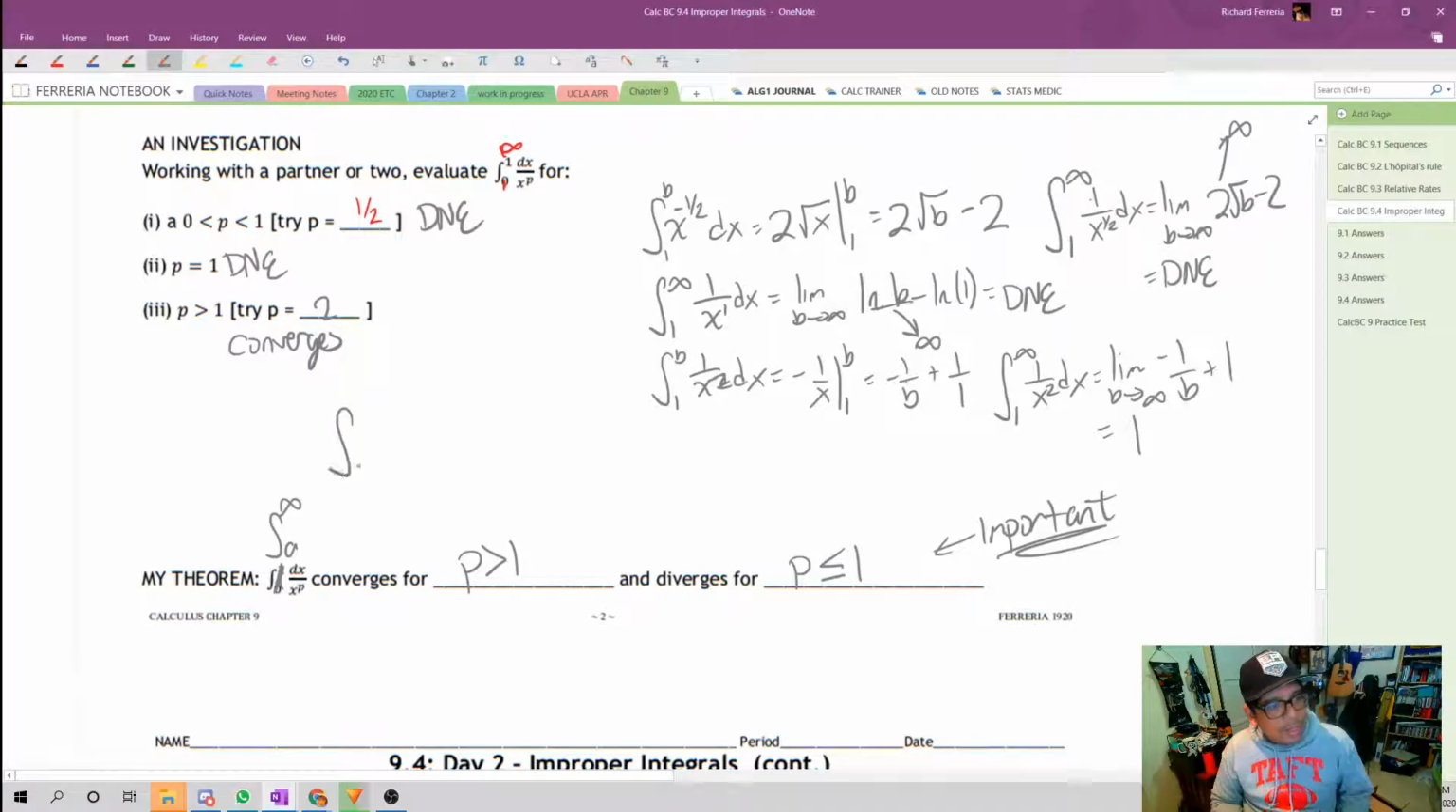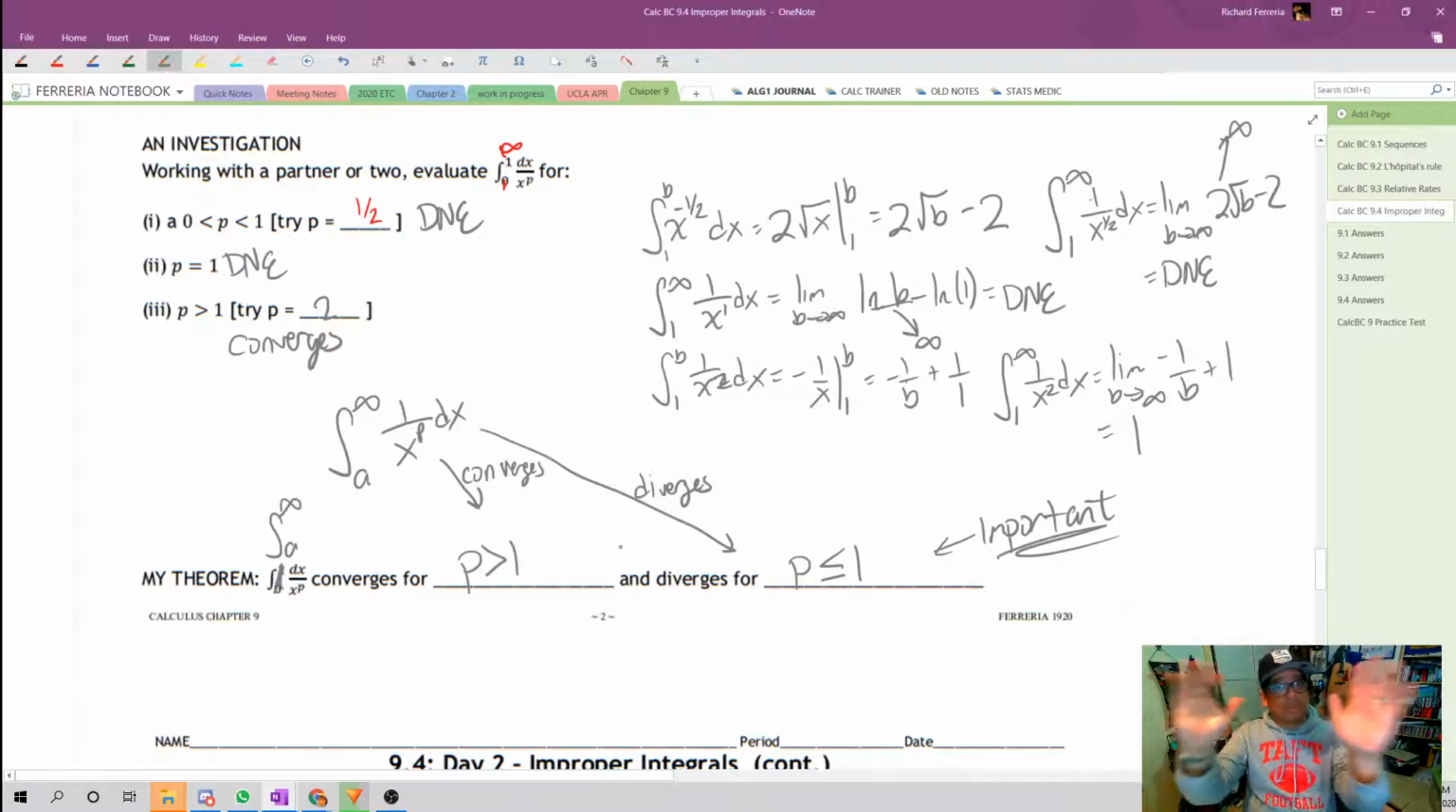The integral from some constant a to infinity of 1 over x to the p dx converges for p greater than 1, and it diverges if p is less than or equal to 1. Very important for us to remember for the future.